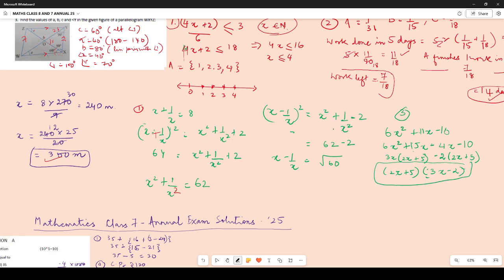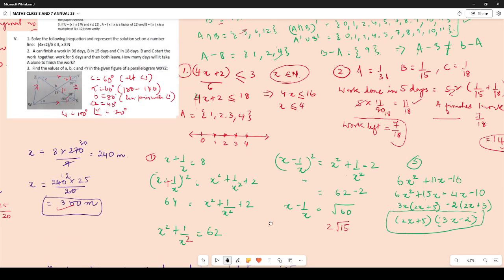62 है ही इसकी वैल्यू, सो वी पुट इन 62 ओवर हियर माइनस 2, सो x माइनस 1/x इज अंडर रूट 60, or you can also write it as 2 root 15. If you know how to work with irrational numbers or how to work with the roots, you can write it that way as well.